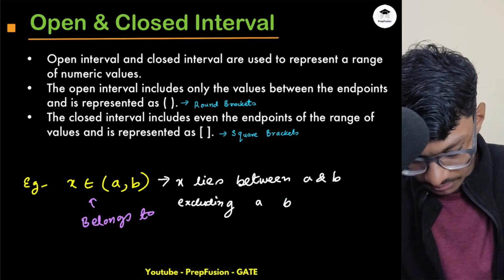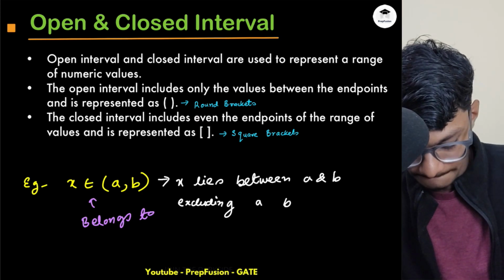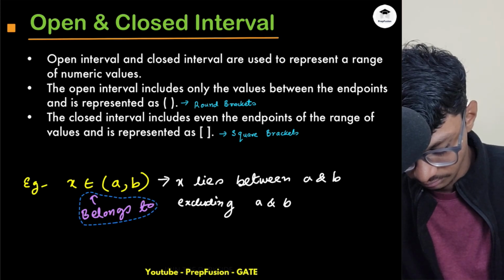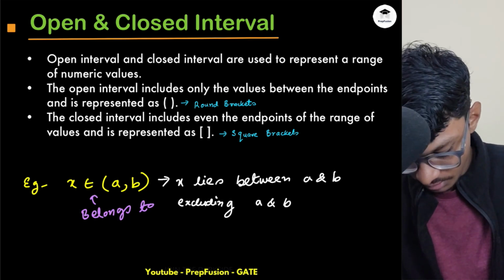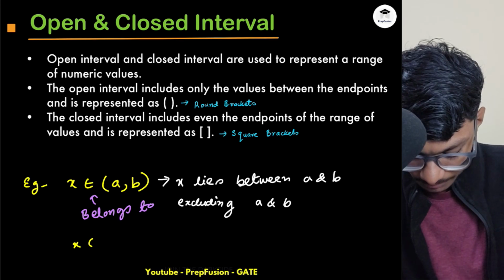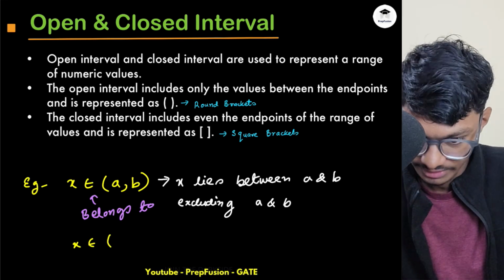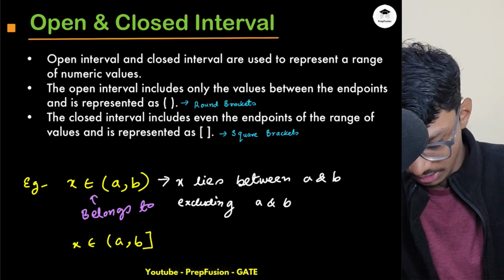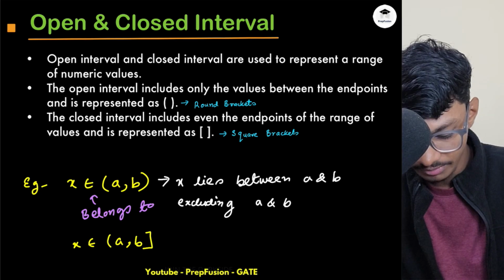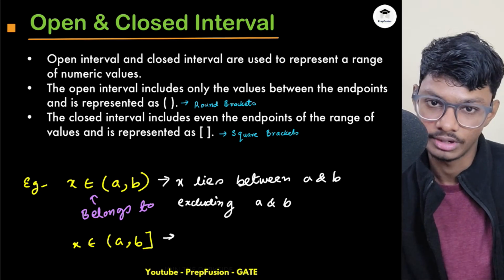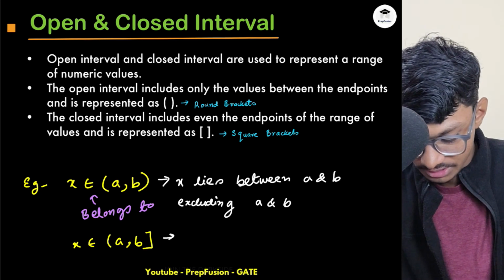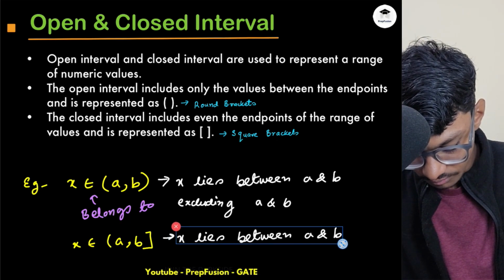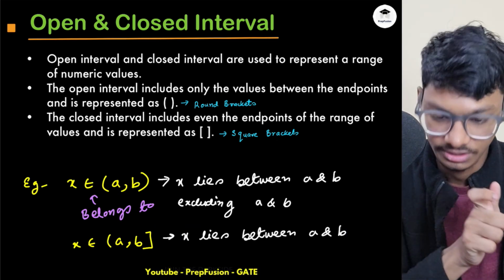Now what about the second example? Second example is x belongs to, and I will not take the conventional one, I will take a different one. This is a comma b with this bracket. Can you tell me where this x lies? This statement is correct: x lies between a and b.